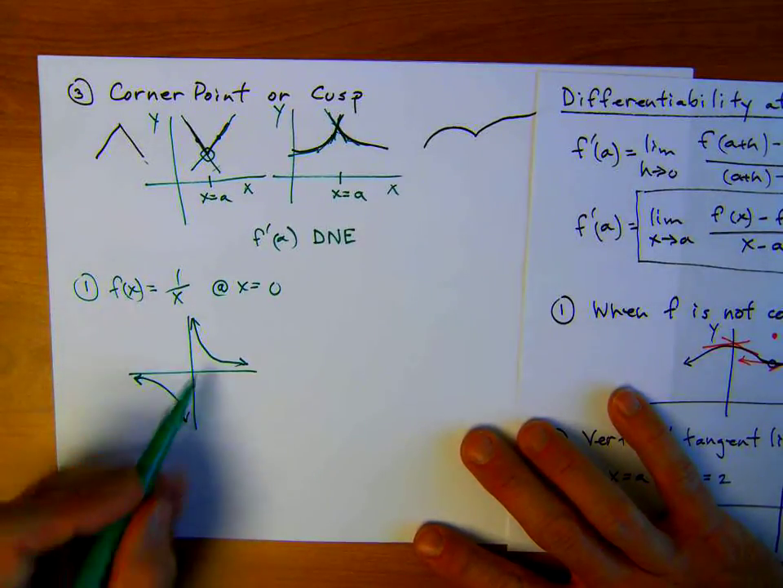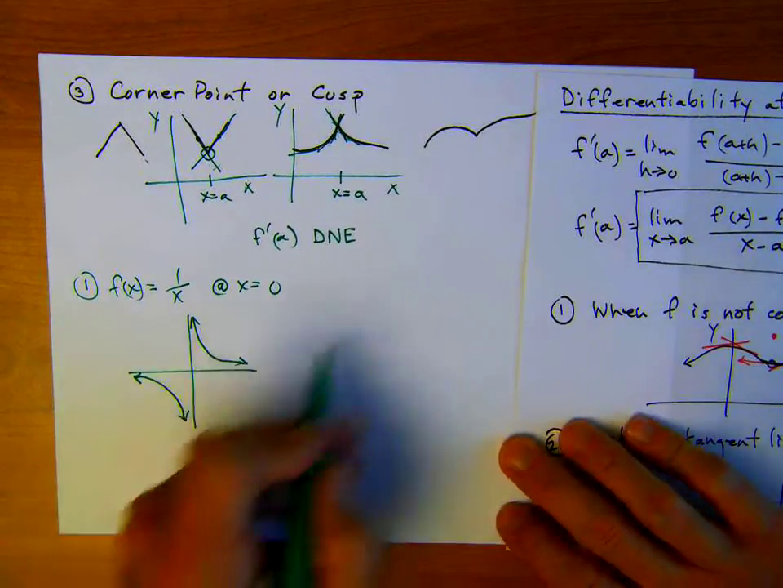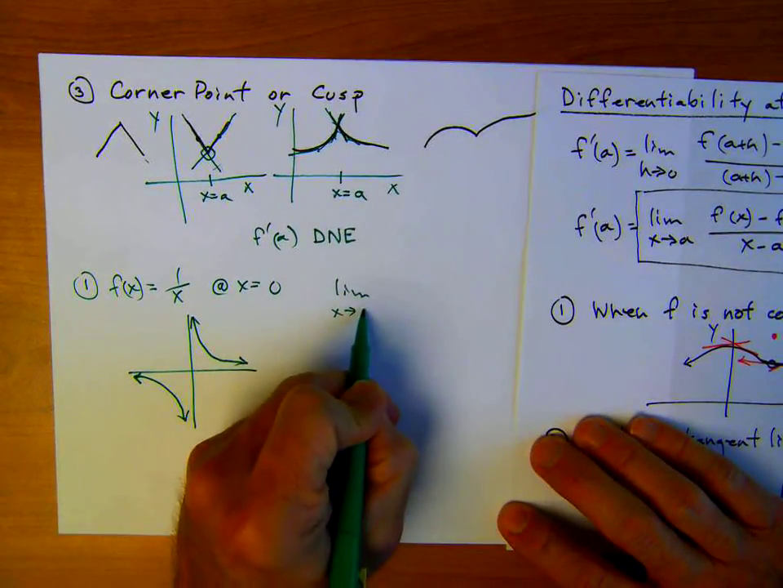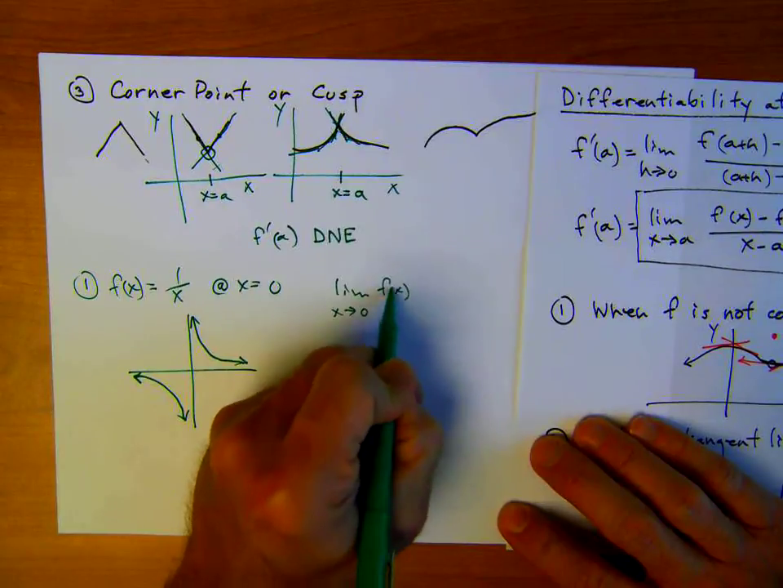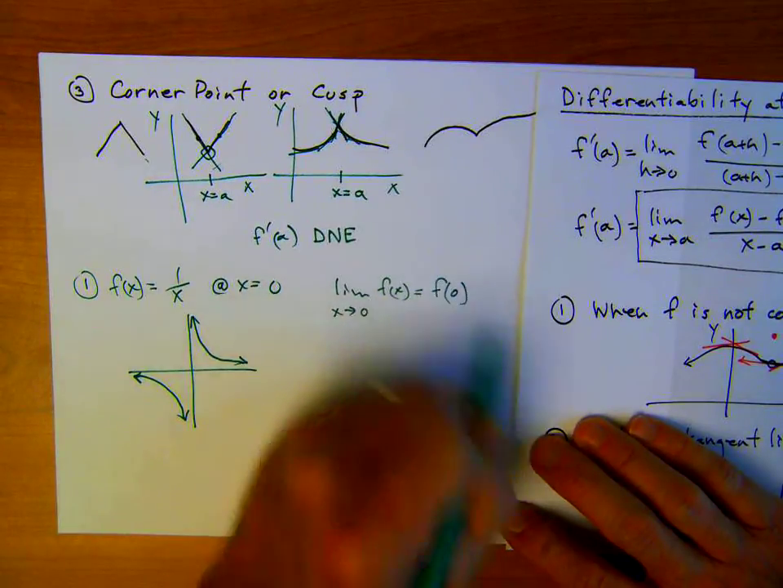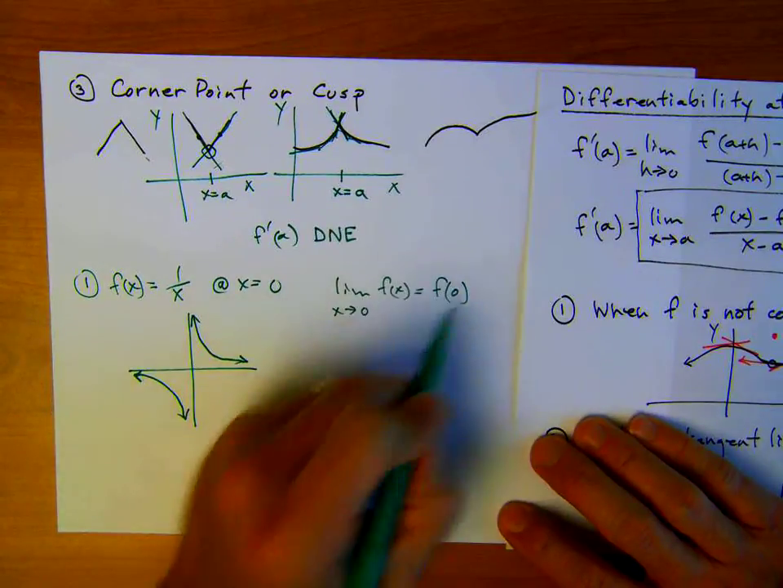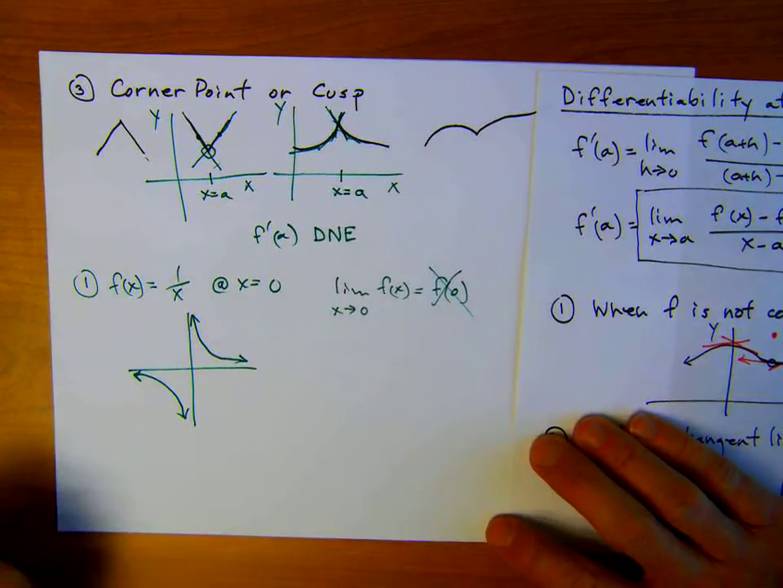Because it's not defined at 0, right? Remember, for continuity, we need that the limit, in this case, the limit as x goes to 0 of f of x to equal f of 0. That's continuity. So we need this limit to exist, and we need this function value to exist. But for this function, that function value doesn't exist.